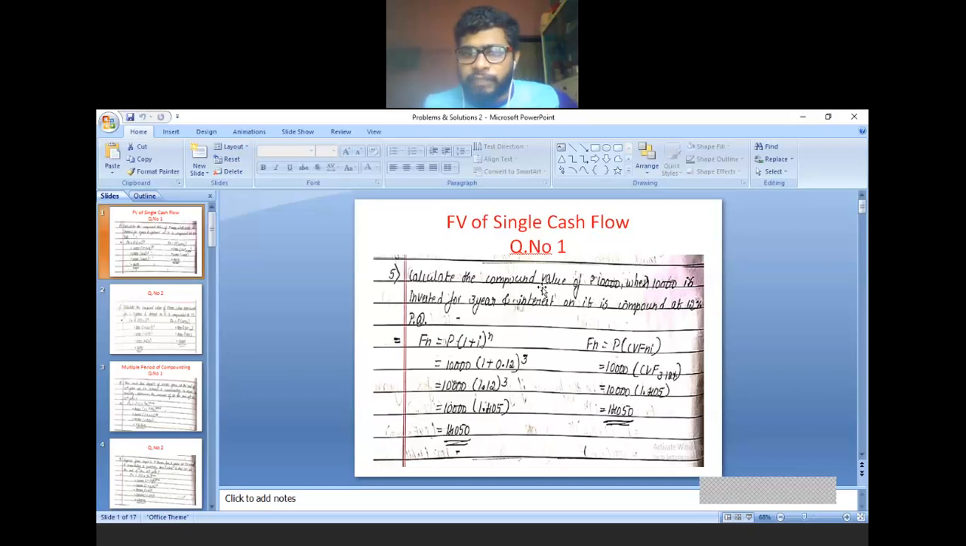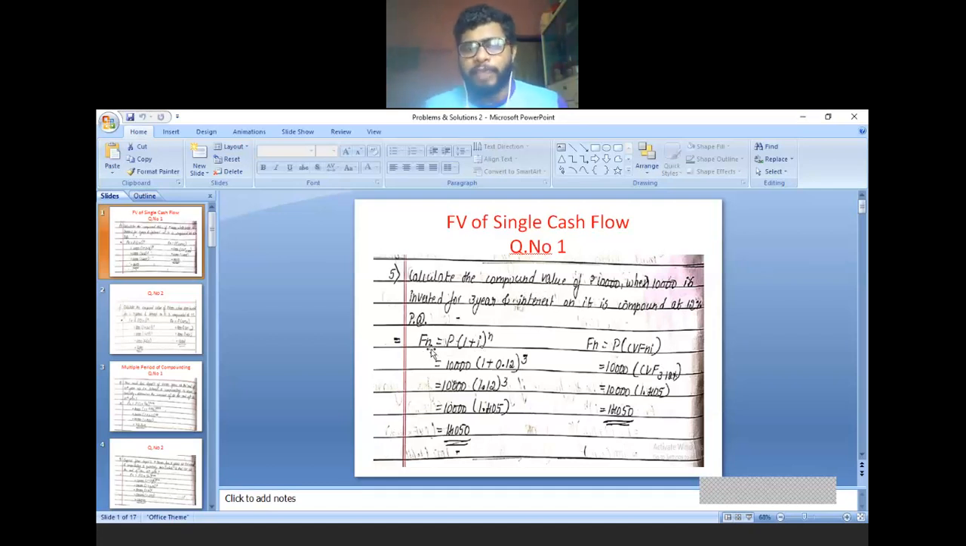So what is 10,000 now? 10,000 is the investment amount, that is a present value. Meaning is today you are investing 10,000 rupees and after 3 years you want to calculate what is the future value. So apply the formula. This is future value of single cash flow. Why? Because present value is given. We are asked to calculate compound value. Compound value means future value.